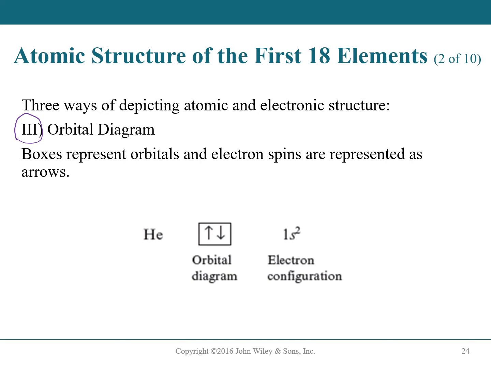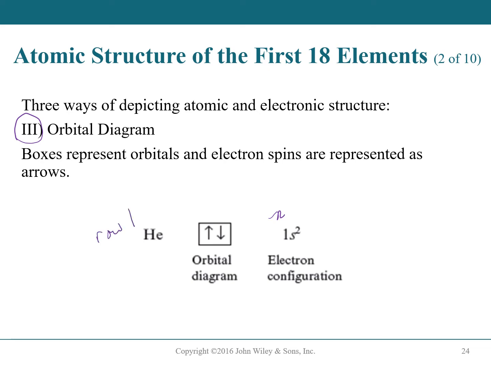For helium, we have 2 electrons. And remember, they have to have opposite spin. When we write the electron configuration, we know this is my principal quantum number, n equals 1, because helium is on row 1.